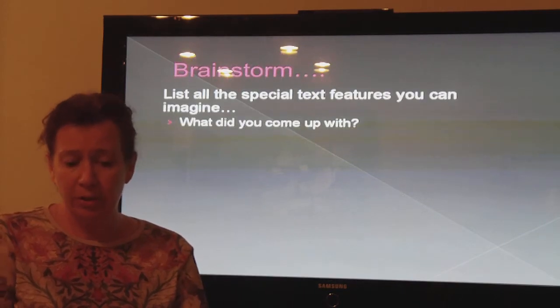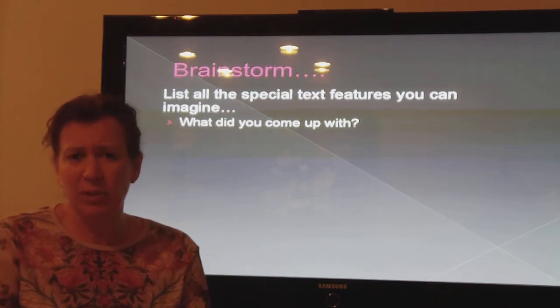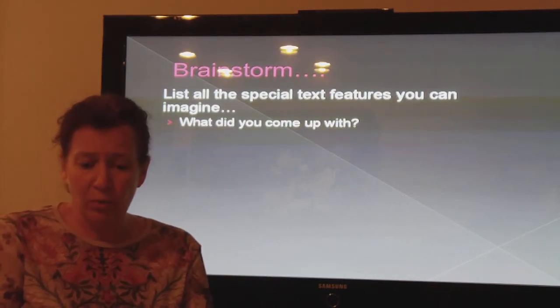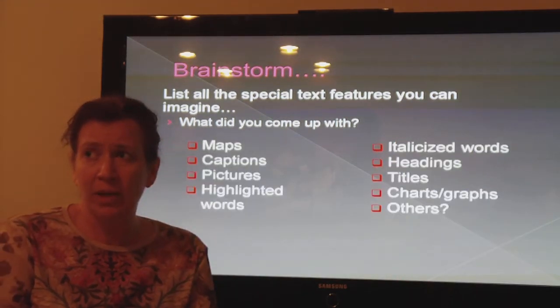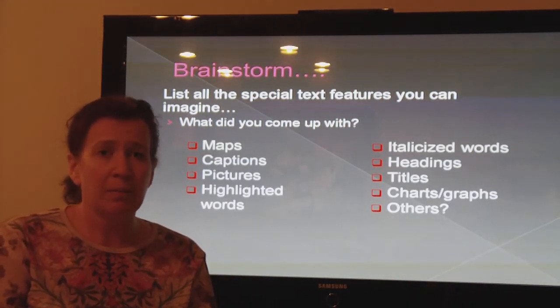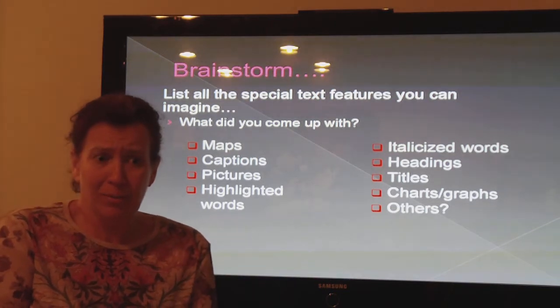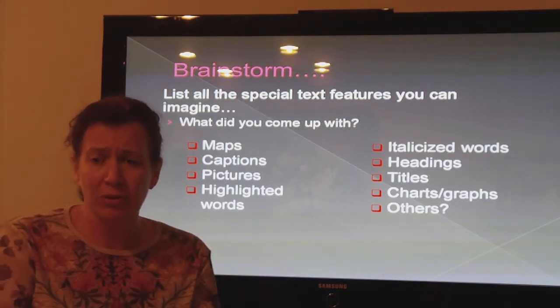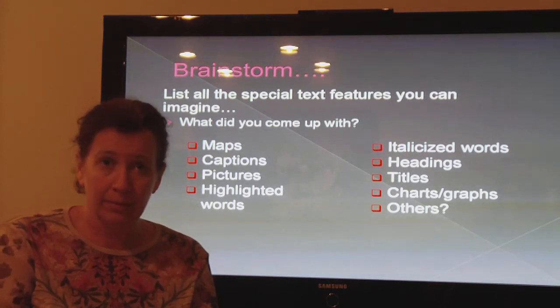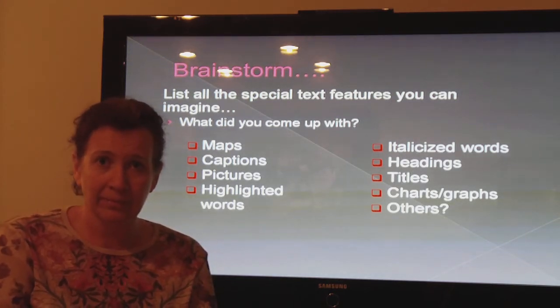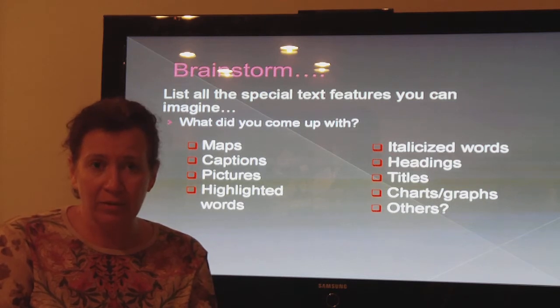What I asked the participants to do is brainstorm. When you think about special text features, what can you imagine? What do you think it is? What I'd like for you to do now is just take a few minutes and think, what is she talking about? What are included in special text features? So take a few minutes now to think about it, please. And I hope you've come up with a list of at least 2 or 3.